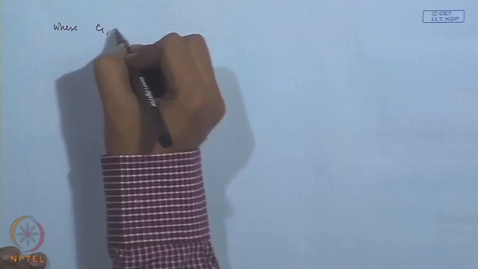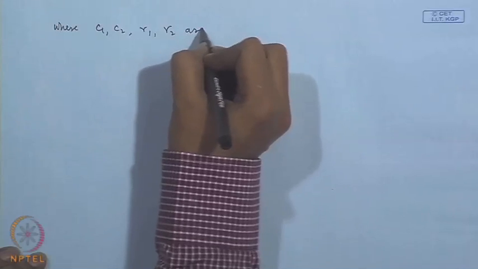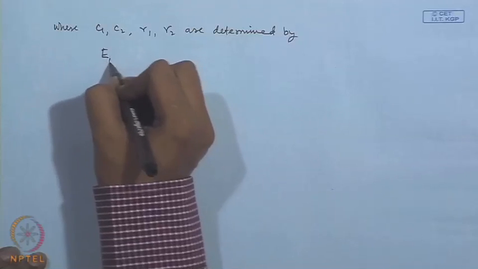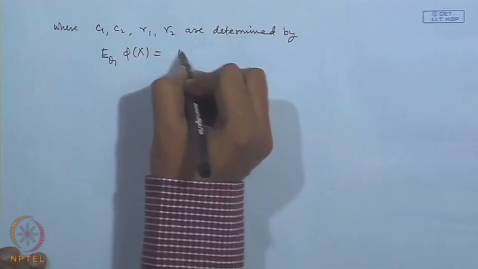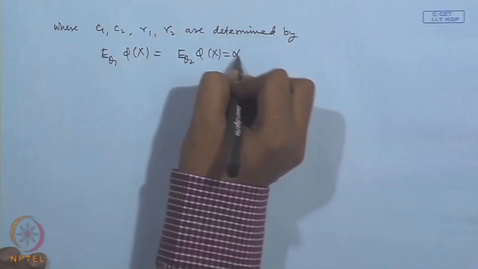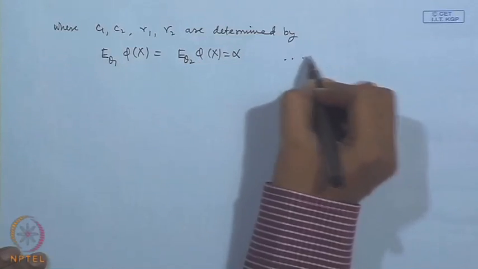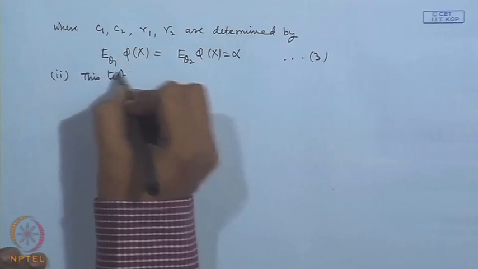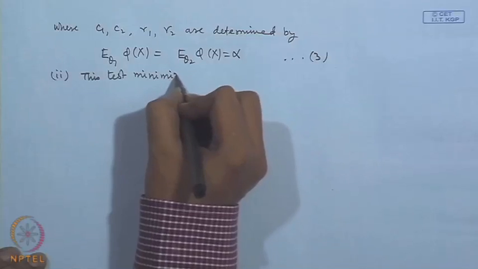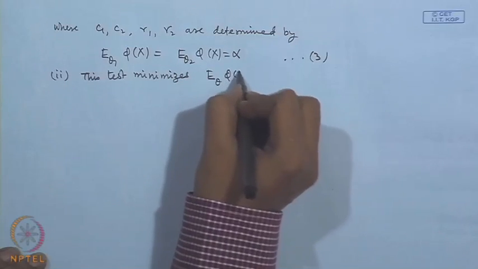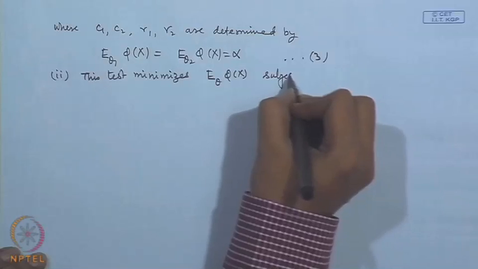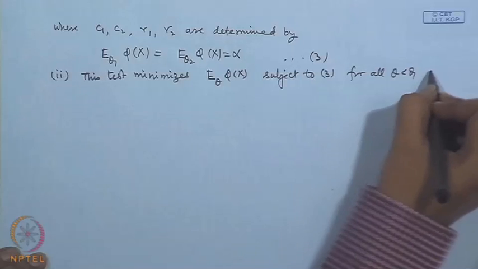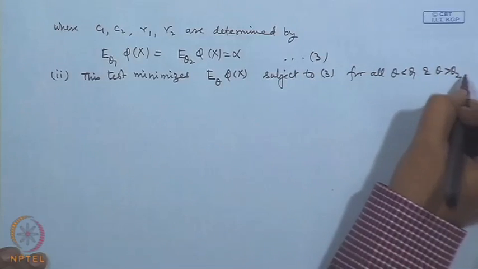Where these constants C 1, C 2, gamma 1, gamma 2 are determined by expectation theta 1 of phi(x) is equal to expectation theta 2 of phi(x) is equal to alpha. This test minimizes expectation of phi(x) subject to 3, for all theta less than theta 1 and theta greater than theta 2.